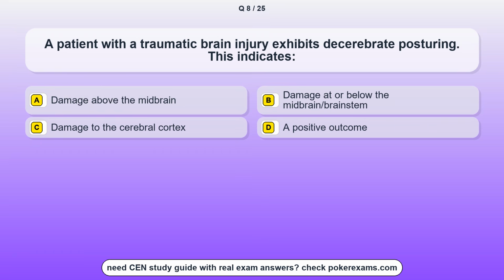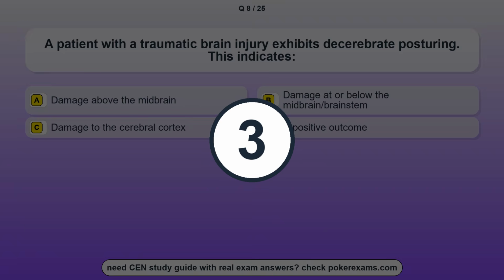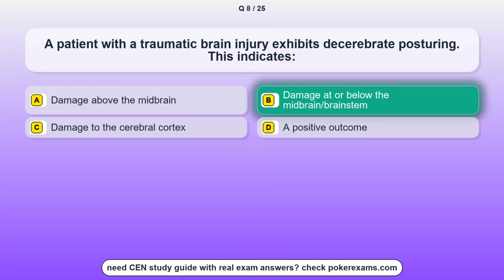Question 8. A patient with a traumatic brain injury exhibits decerebrate posturing. This indicates: Option A. Damage above the midbrain. Option B. Damage at or below the midbrain/brainstem. Option C. Damage to the cerebral cortex. Option D. A positive outcome. The correct answer is option B. Damage at or below the midbrain/brainstem.